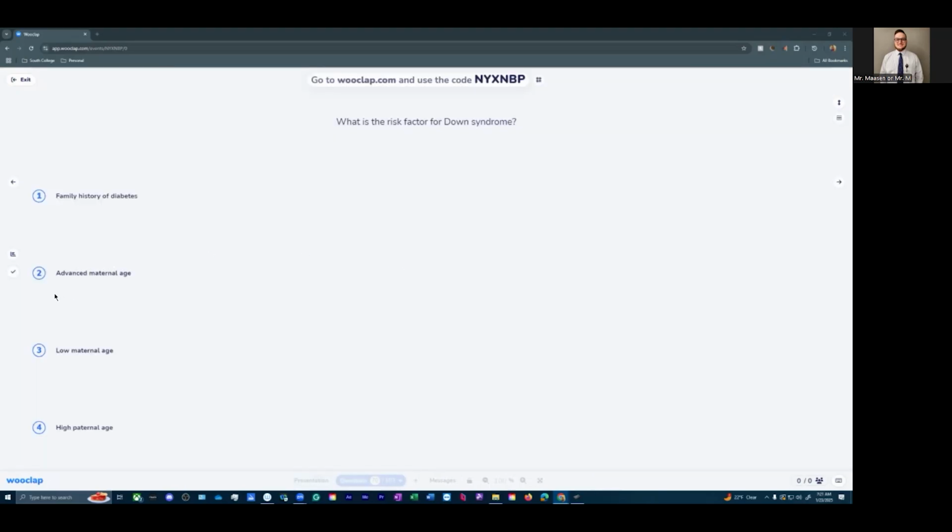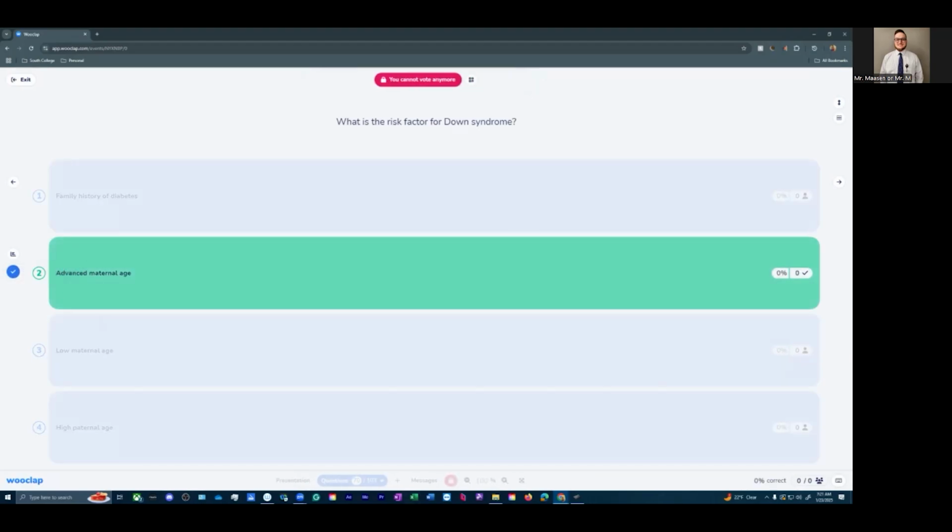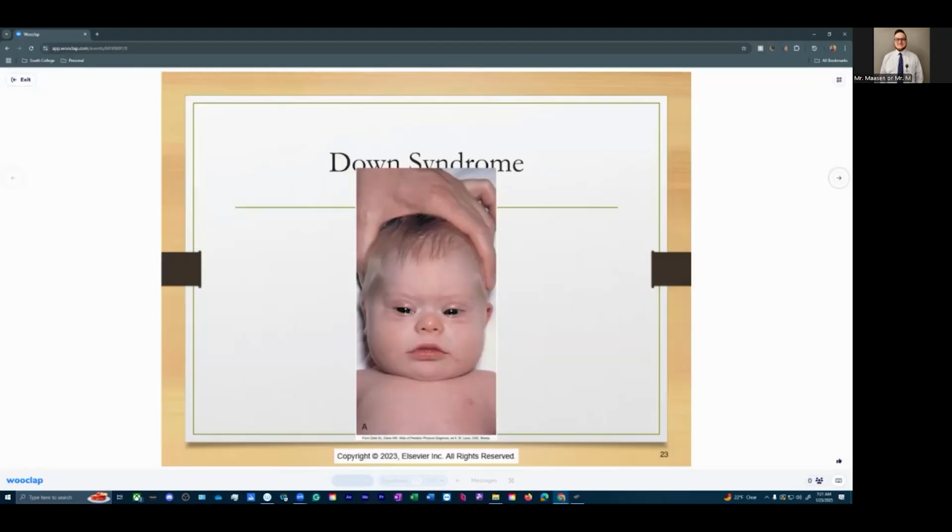What's a risk factor that they have identified for Down syndrome? I mentioned this quickly, but this is the one thing they've definitely identified as a risk for developing Down syndrome. I'll give you a second to answer the question. Okay, the answer is advanced maternal age, so greater than 35. It's a potential for a higher risk of this.